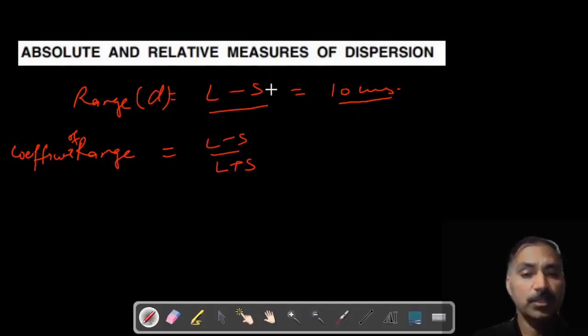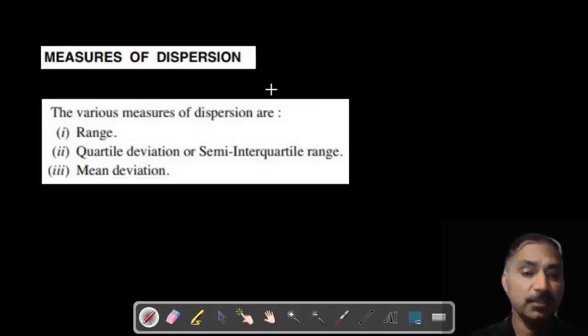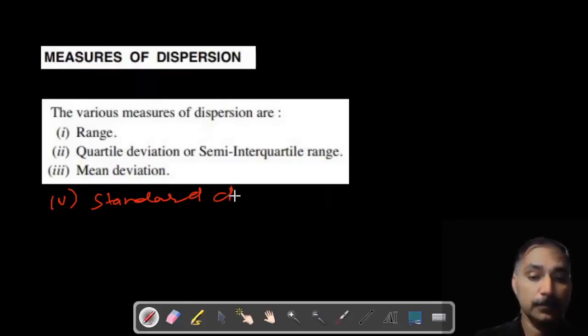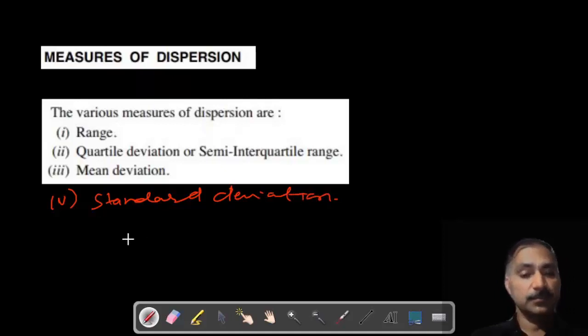Now let us go to the next concept, measures of dispersion. The various measures of dispersion are range, quartile deviation, which we call the semi-interquartile range, mean deviation, and the fourth one, which is not shown here, standard deviation. Here we are going to learn all these four measures of dispersion. The first and easiest one is range. What is the range? It is the largest value minus the smallest value.